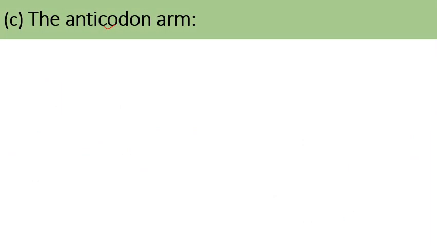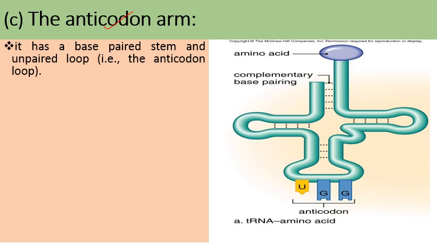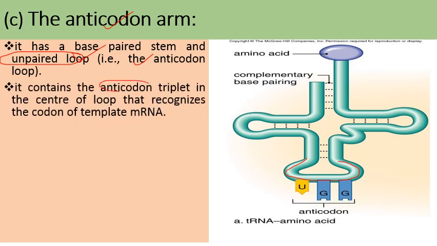Next comes the anticodon arm. As the name indicates, this arm has a base paired stem and an unpaired loop, just similar to that of the T-psi-C arm, that is, it contains the anticodon loop. This is known as the anticodon loop. It contains the anticodon triplets in the center of the loop that recognize the codon of the template mRNA.